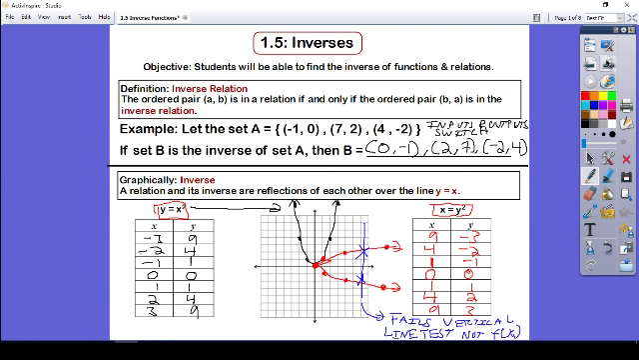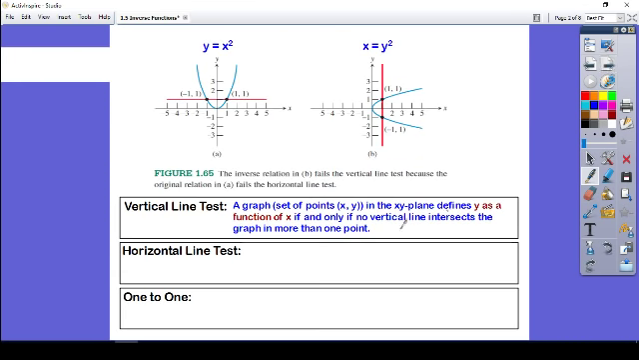All right, moving forward. So we have y is equal to x squared and x is equal to y squared. And here we're looking at the inverse relations, okay? It fails the vertical line test because the original function in A fails the horizontal line test. So let's look at the vertical line test.